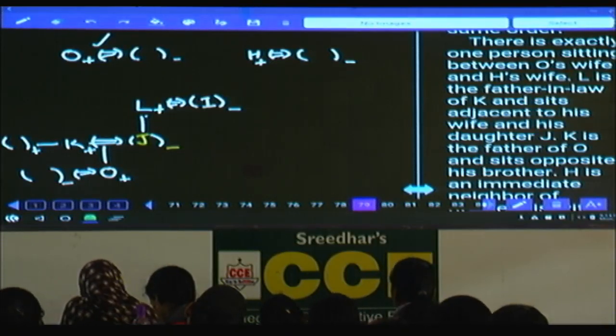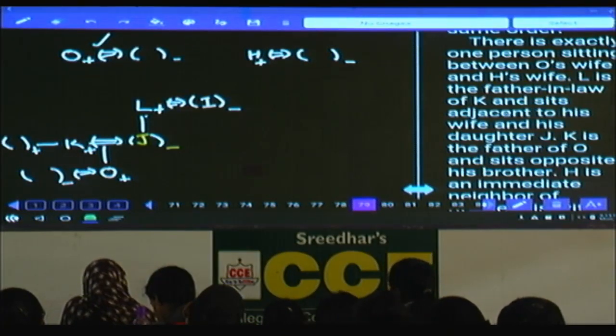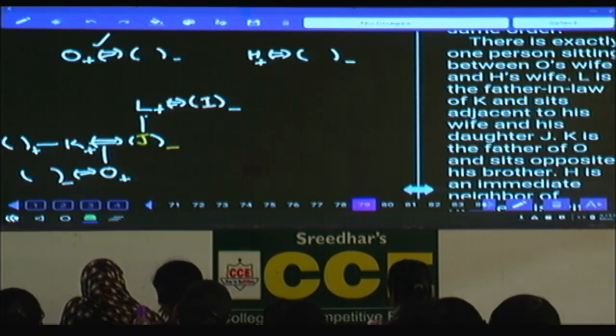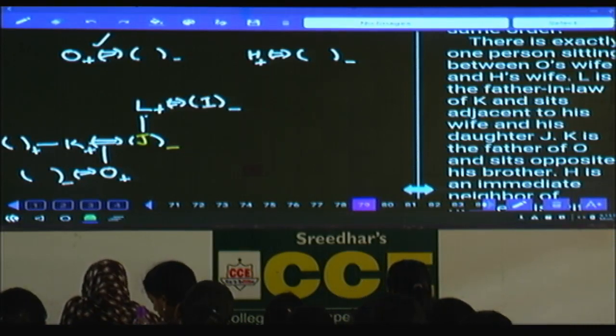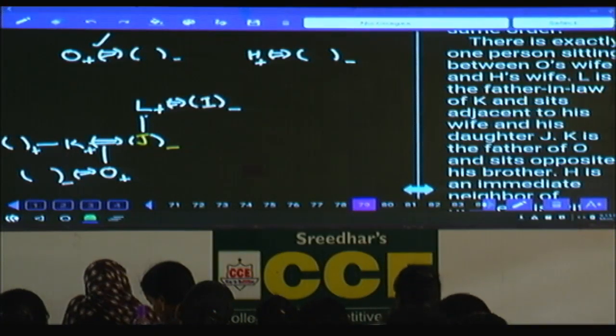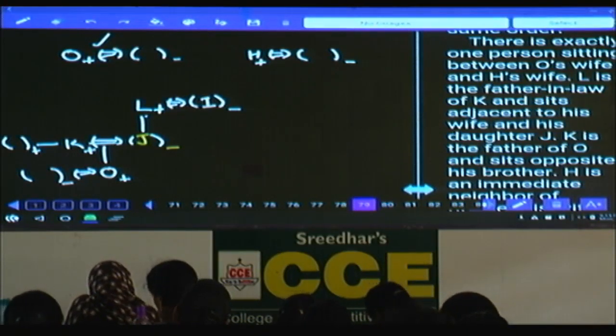I has only one child. No two males and no two females are seated adjacent to each other, and N sits to the left of K. Now this is the information we have. Now O is here, and 1, 2, 3, 4, 5, 6 and 7 are the persons finalized as of now, isn't it?